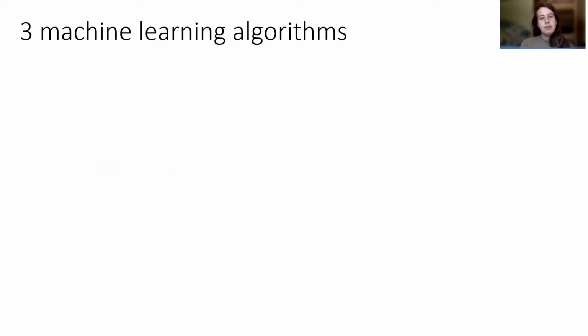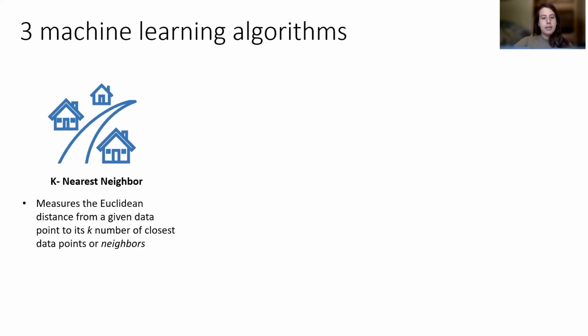And there are many types of machine learning algorithms. Here we use 3 commonly used types for the classification of behavior. So starting with k nearest neighbor, which measures distances between data points to its k nearest, closest neighbors and creates clusters and labels from that.